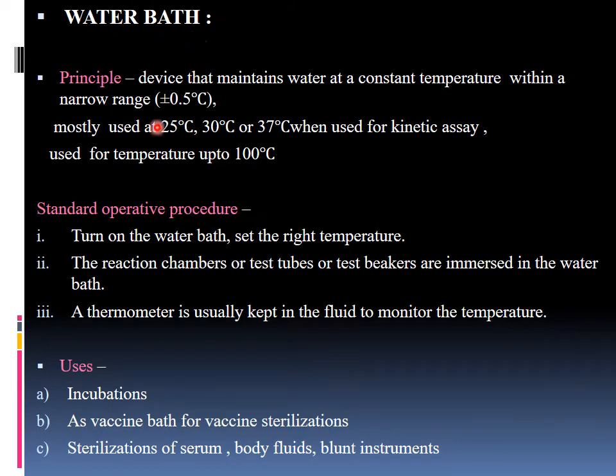Next we come to water bath. So what is the device mainly? The principle is that the device maintains the water at a constant temperature. At a constant temperature means there might be variation, but not more than plus or minus 0.5 degrees centigrade.